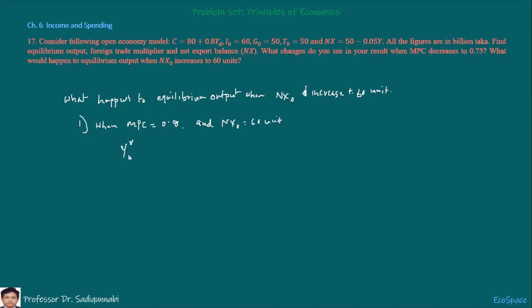Y star equals 30 minus 0.8 times 50 plus 60 plus 50 plus 60 again, because NX is 60, divided by 0.25. 200 minus 40 divided by 0.25, 640.